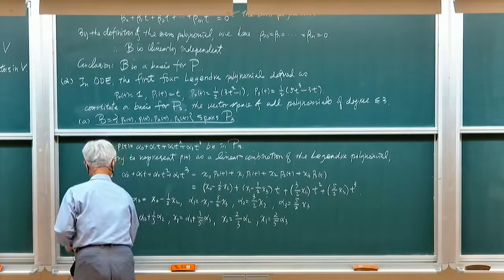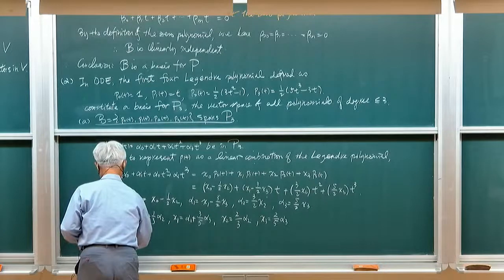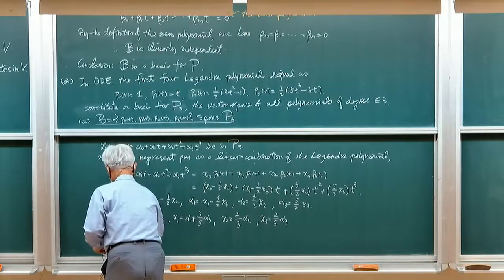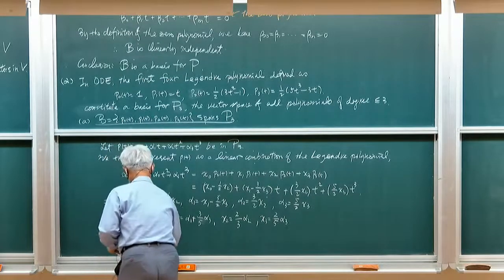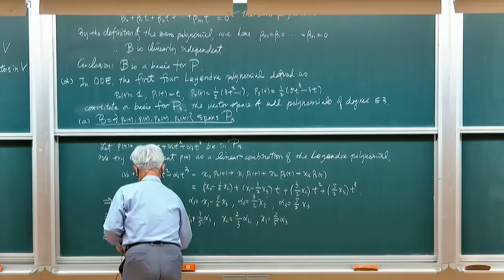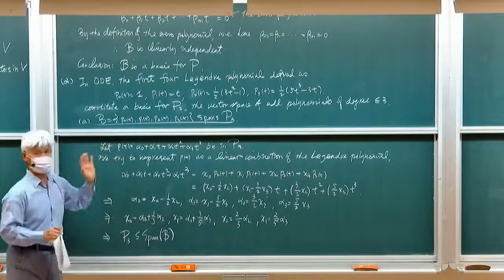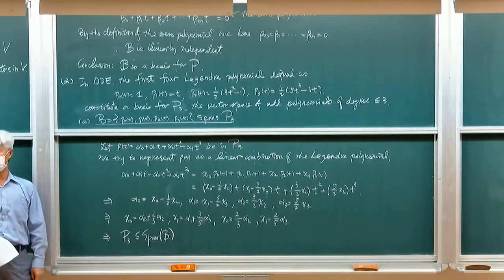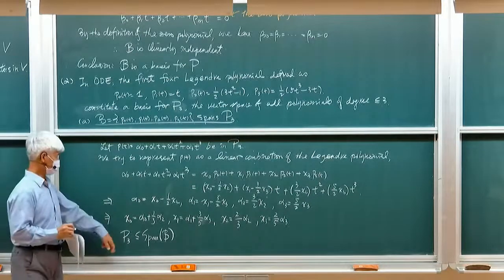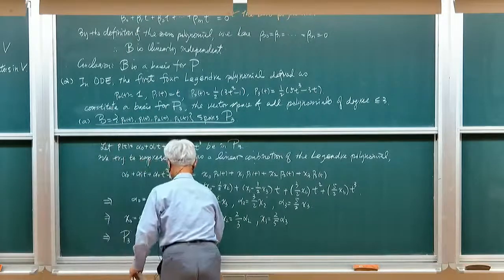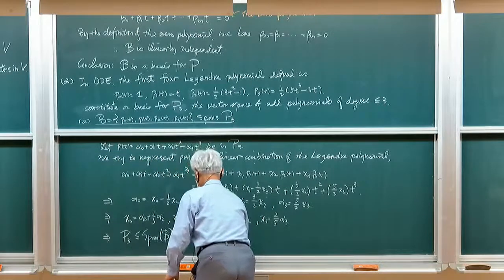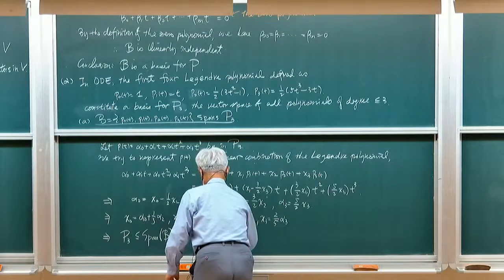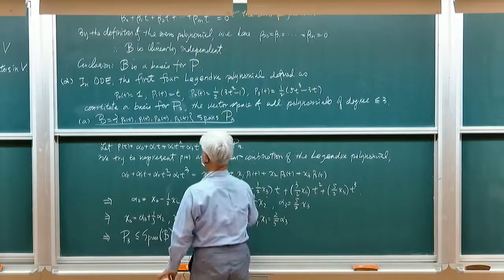All right. So this shows that P3 is in the span of B. B here is just the set of all Legendre polynomials of degrees less than or equal to 3. And so this implies that P3 is equal to the span of B. Right? So this is the first part.